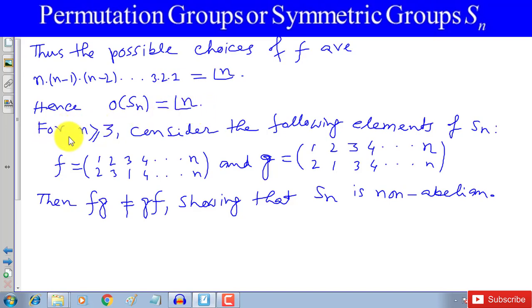For n greater than or equal to 3, consider the following elements of Sn. f = (1→2, 2→3, 3→1, 4→4, 5→5, ..., n→n) and g = (1→2, 2→1, 3→3, 4→4, ..., n→n). Then we can see that f ∘ g is not equal to g ∘ f, showing that Sn is non-abelian. This proves the result.